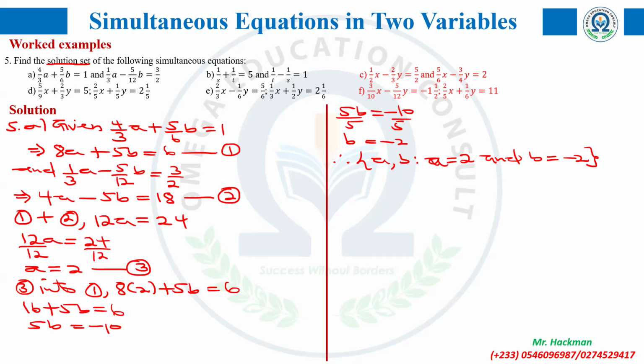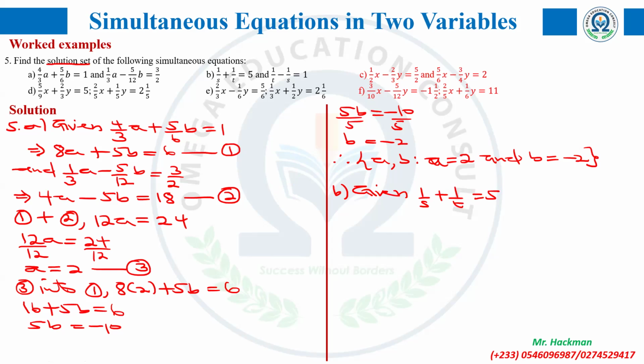So we are going to do this particular one, the one that we have here. If you're able to do the B, the rest of the questions, you should be able to do it. So quickly, let's go and look at it. So B, what are we given? We are given 1 over s plus 1 over t is equal to what? 5.